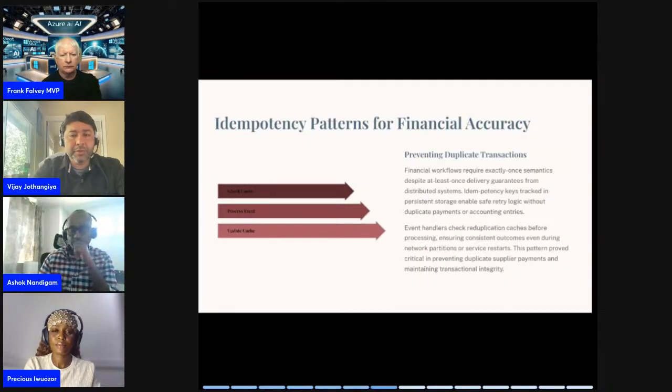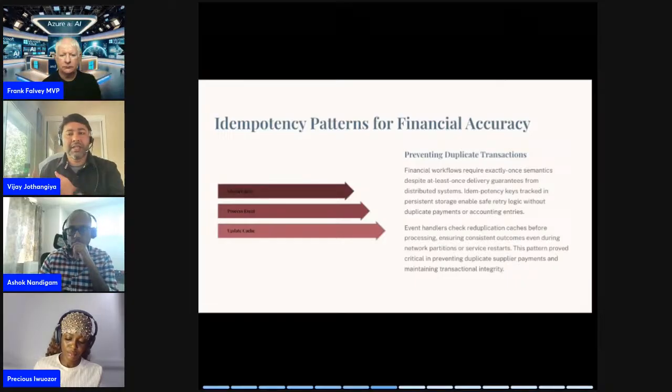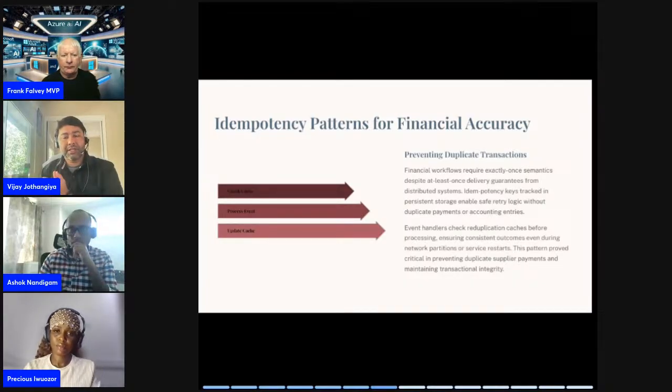To prevent duplicate payments or ledger entries, we implement idempotency patterns. Before processing an event, we check a persistent idempotency cache. If the key exists, processing stops safely. If not, the event is processed and the idempotency key is recorded. So there is no duplication. This ensures that retries do not result in duplicate financial impact. In a financial platform, this pattern is not optional, it's essential.